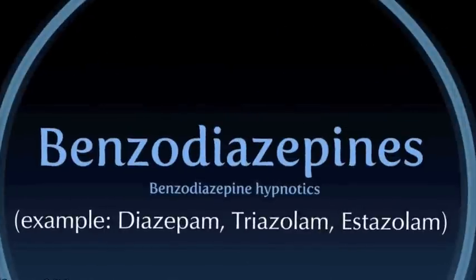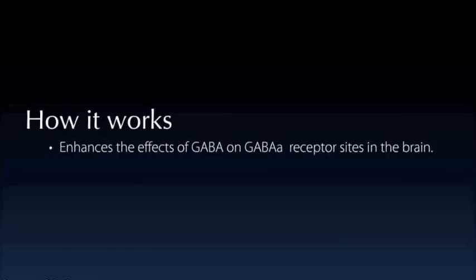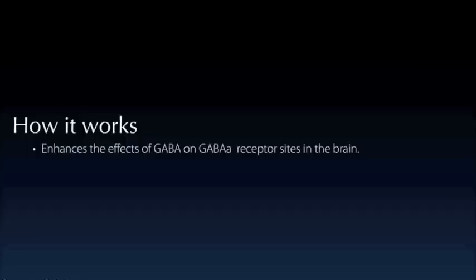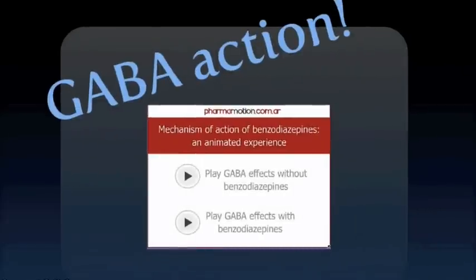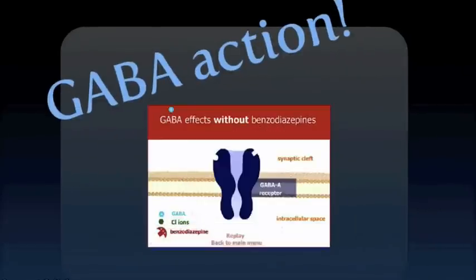Benzodiazepines enhance the effect of gamma-aminobutyric acid, or GABA, which acts as a sedative and shortens the amount of time spent in bed before falling asleep. The following 2 short video clips illustrate the effects of GABA, first without benzodiazepines, and secondly with benzodiazepines.